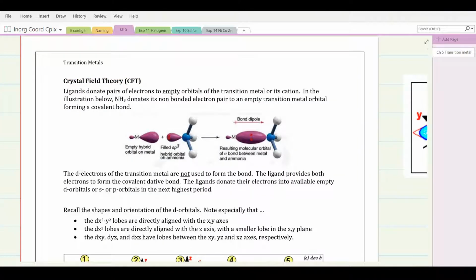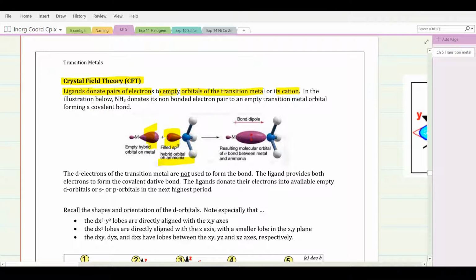So on page 189, let's take a look at crystal field theory, CFT, which proposes that ligands, that would be Lewis bases, electron donors, will donate pairs of electrons to empty orbitals of the transition metal or its cation. In the illustration below, we see ammonia with a non-bonded pair of electrons donating into an empty orbital from a metal, forming what's called a coordinate covalent bond or a dative bond.